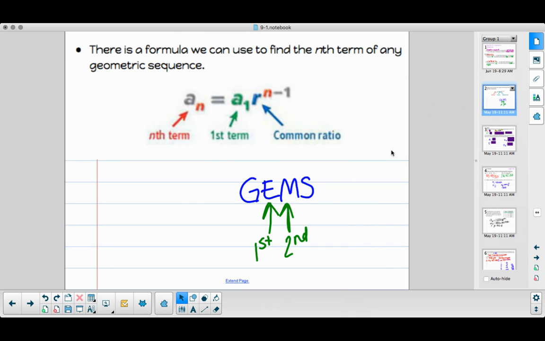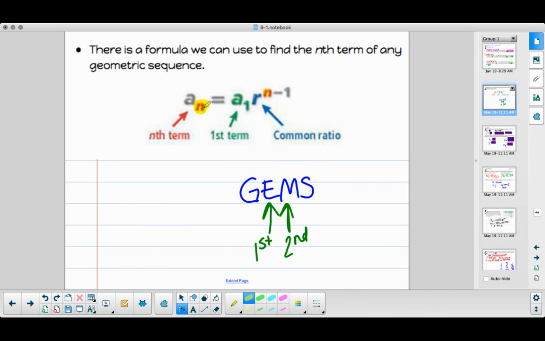Now let's talk about the formula. The formula is A of n is equal to A of 1 times r to the n minus 1 power. A of n just refers to the nth term. It was the same thing for arithmetic sequences. So if you're finding the 15th term, it would just be a little 15. A of 1 is the first term in the sequence, whatever the first number is. R is the common ratio. And then this n here is the same as this n here.